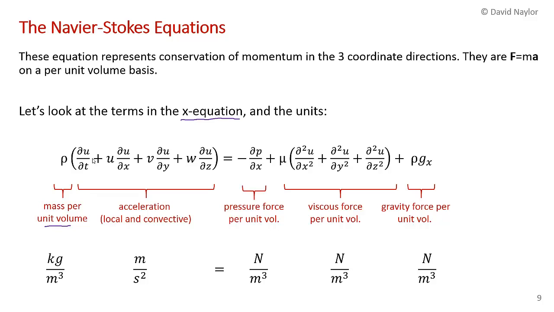And then the next term here, you can see du/dt has units of acceleration, and that's the local acceleration, and then u du/dx, v du/dy, w du/dz are the convective acceleration terms. So over here we have mass times acceleration per unit volume, of course, because of the density. And then on the other side of the equation, we have the pressure gradient force. So this is pressure force per unit volume.